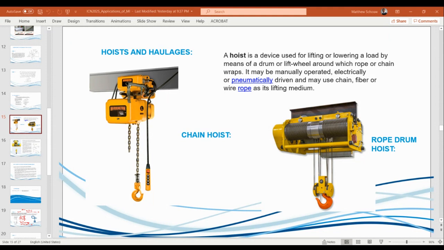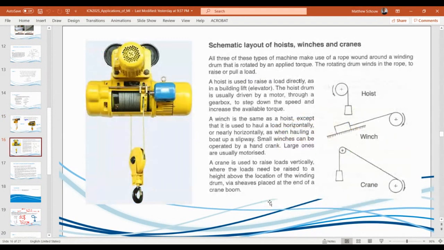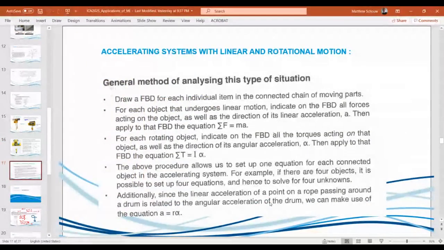I assume that everyone has looked over the lecture describing what a hoist is. We just went over that in the last lecture: hoists, winches, and cranes, and what they essentially are. But this is something I want you to take note of, and what it essentially is, is applying D'Alembert's principle.